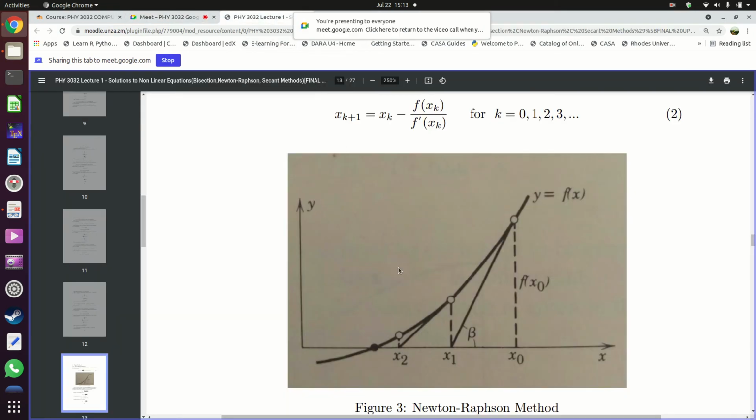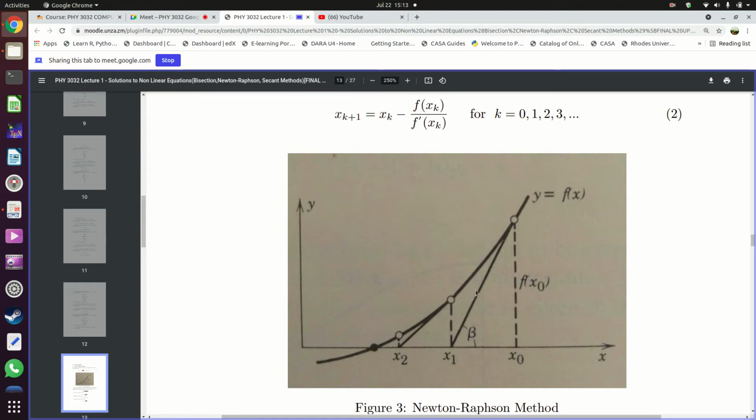Okay, then at this particular point x2, again, you can see that small dashed line there. So you dash your line up until where it meets your function f of x. Then at that particular point, again you draw another tangent, and hopefully this time around your tangent is going to cross the x-axis at a position which is acceptable as a root.